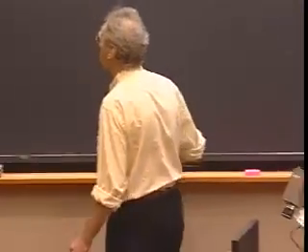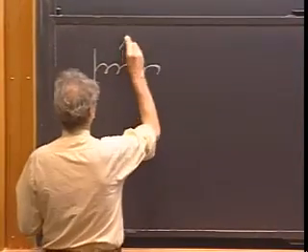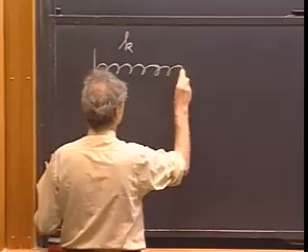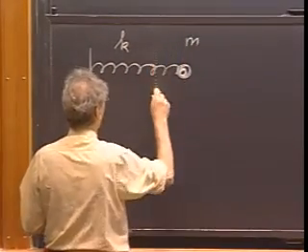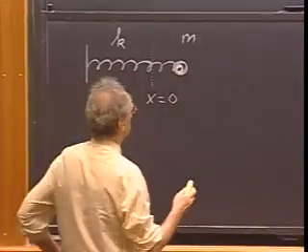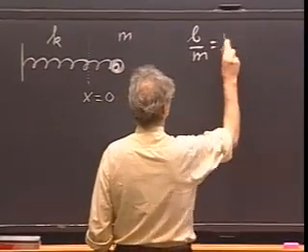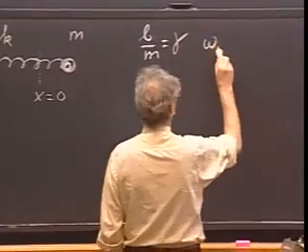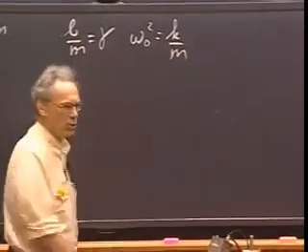Let's start with a simple example that I have here. A spring with spring constant K and an object of mass M. Let this be the equilibrium position, x equals 0. There will be damping. I will introduce again b over m equals gamma, and omega 0 squared equals k over m. We've seen this before. This is the shorthand notation.